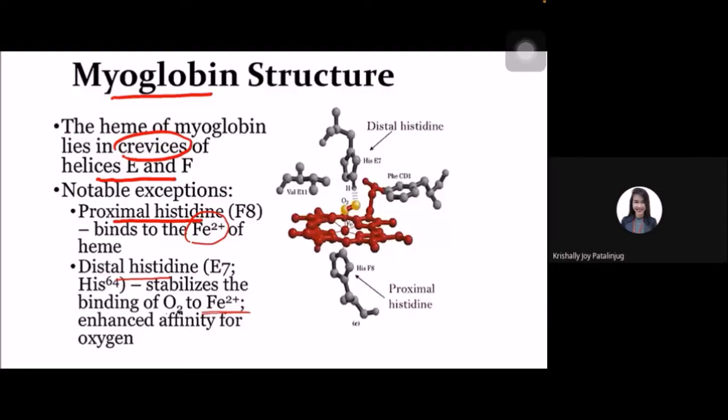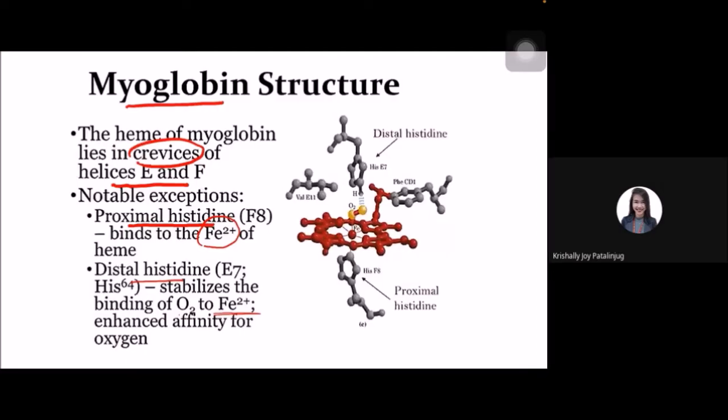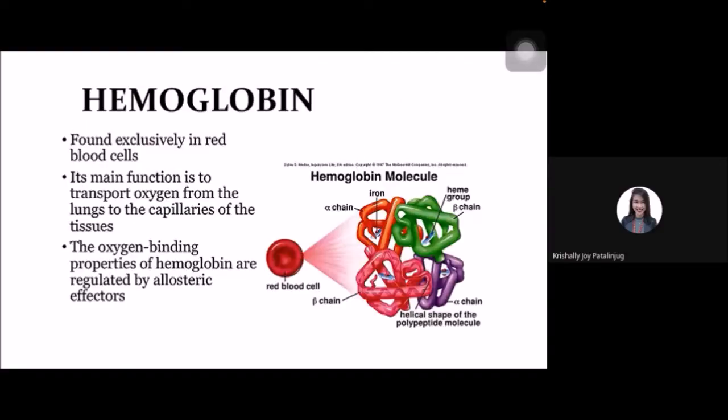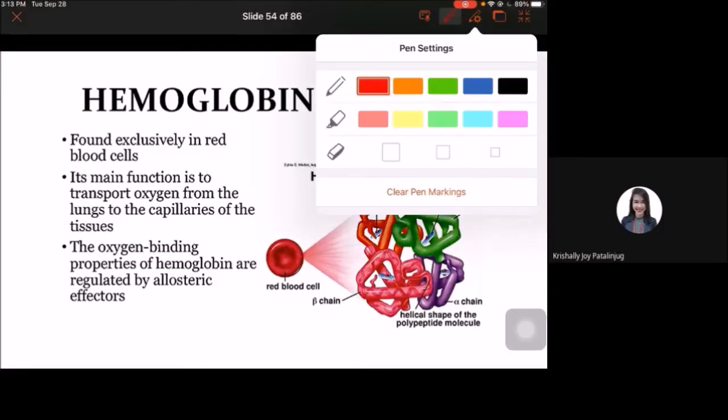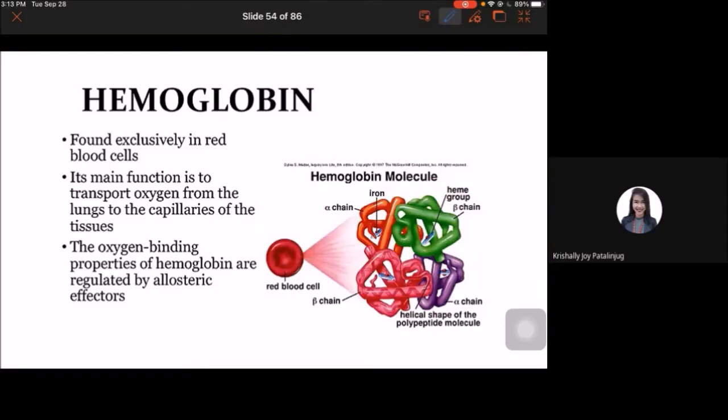So all in all, we are done with the structure of myoglobin. Okay, we're done with the structure of myoglobin. So let us now proceed to the second type of globular protein. Okay, we have hemoglobin. So once again, hemoglobin is very important for transport purposes. Okay, siya naman is for the transport purposes of oxygen.